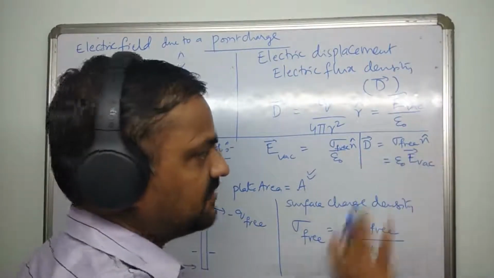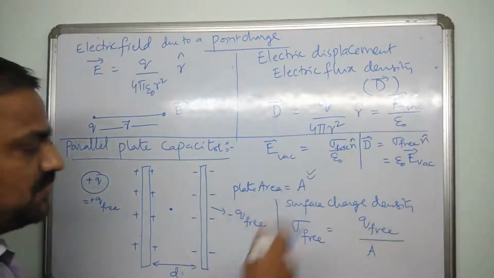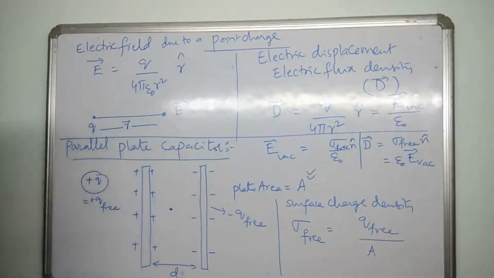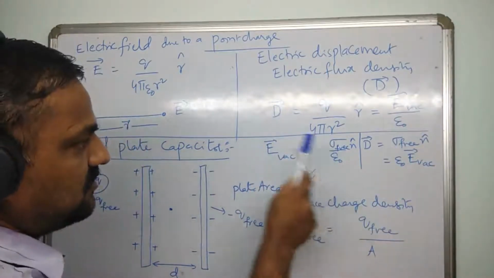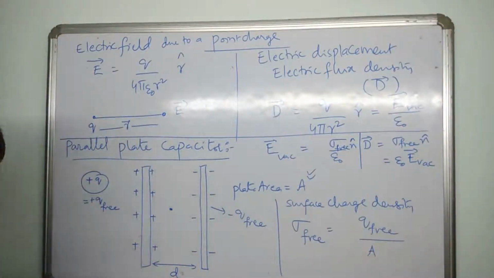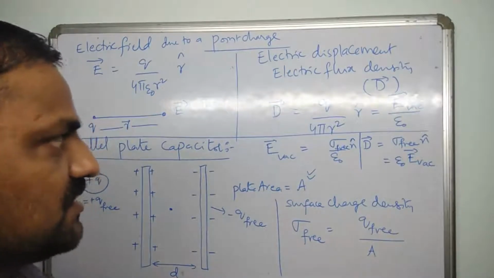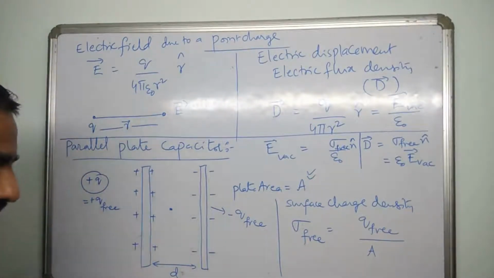This is always valid. So please write these notations. These are the important ones. D is equal to this and E is equal to this. These are the two relations which we are going to use here. I'm going to erase this. Please pause the video, and if you want, you can copy this. I'm erasing.